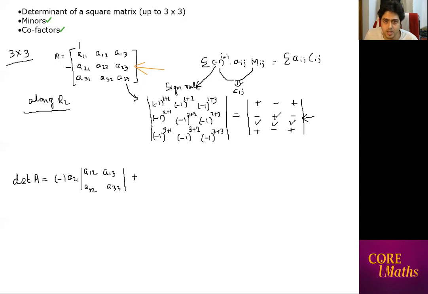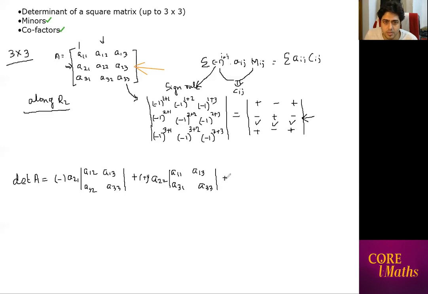Then the next sign is plus. Here the addition is there, plus of plus, that is plus. The element is A22, and for its minor value we just omit this row and this column. So the left elements are A11, A13, A31, and A33.